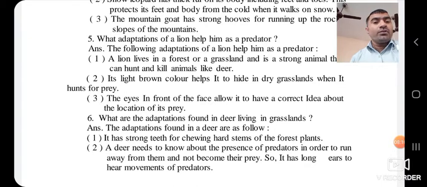So for that, to run away from them and not become their prey, it has long ears to hear movements of predators.